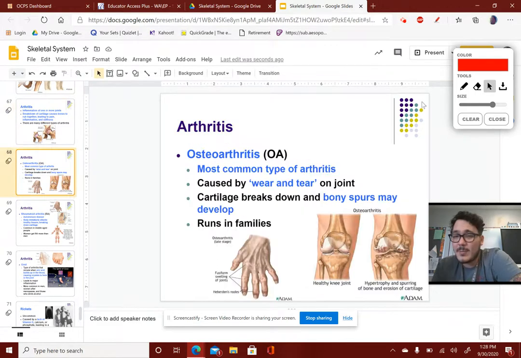All right, there are 3 types of arthritis that we are talking about. Osteoarthritis is the most common type. It is caused by wear and tear. What's another name for wear and tear? Living your life, just literally living.